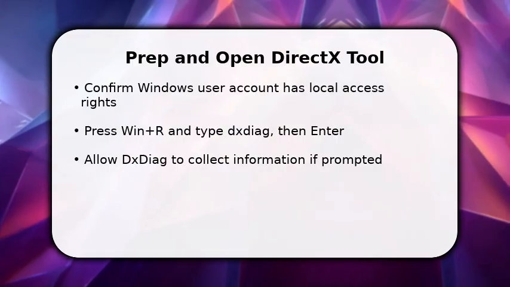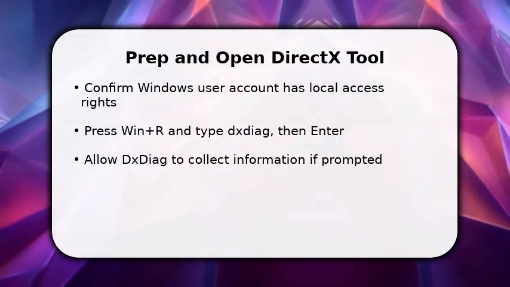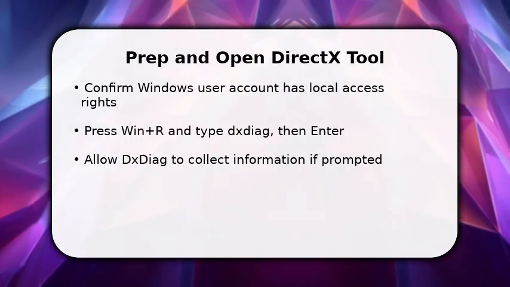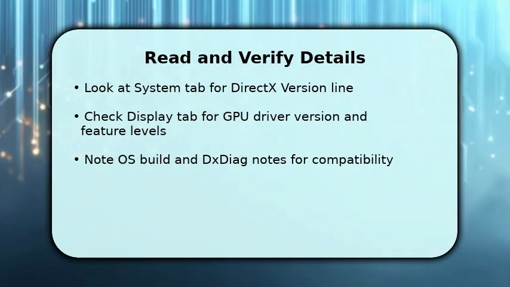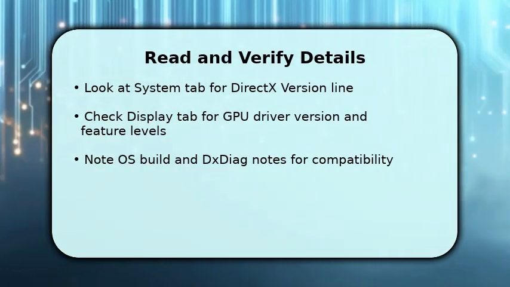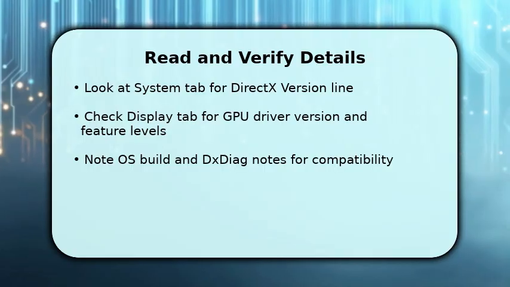Once DirectX opens, you'll see a System tab first. Make sure to stay on that tab so you can view the DirectX version field immediately. On the System tab, find the DirectX version line. That number is the version installed.